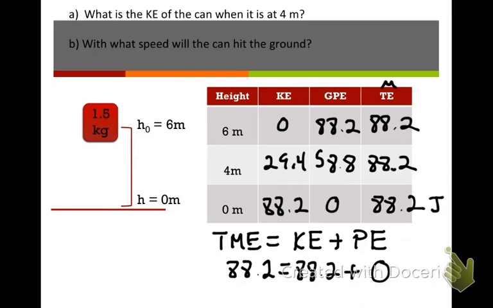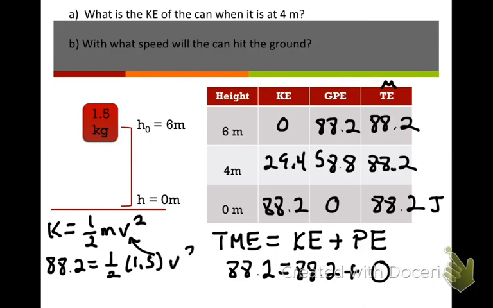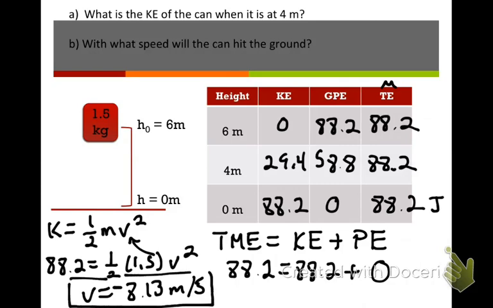But it's not asking for the kinetic energy. It's asking for that velocity. So we have to look at our equation for kinetic energy, which is 1/2 mv squared. We have the variable that we want in this equation, so let's solve for it. 88.2 is equal to 1/2 times 1.5 times v squared. When we solve for v algebraically, we're going to get 8.13 meters per second. Since velocity is a vector, we know we're going downward, so there should be a negative 8.13 meters per second.